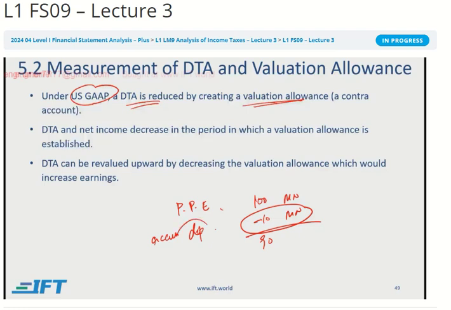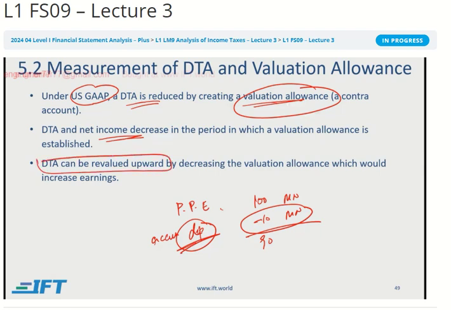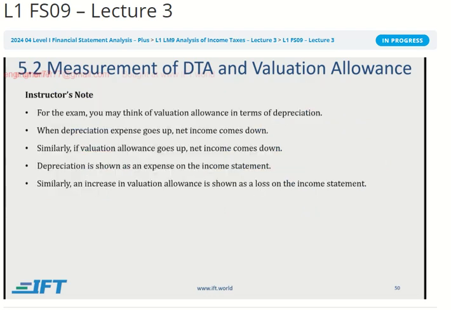And every time you book depreciation, it's an expense, right? It reduces your profit. Similarly, whenever you have a valuation allowance going up, that also reduces your income, right? And if you revalue it upward, then that means you're decreasing the valuation allowance. So you're kind of going in the opposite direction, where you will be increasing your earnings. So again, it's very similar to depreciation.